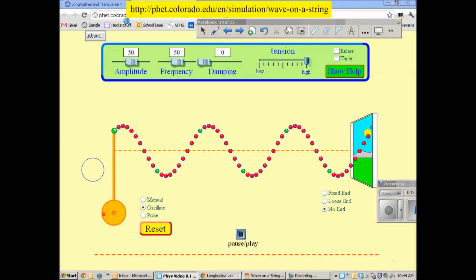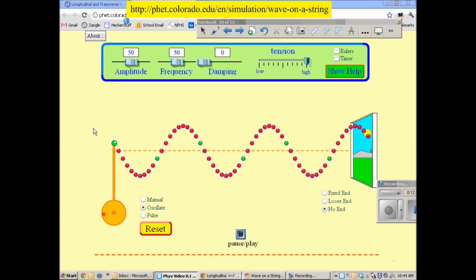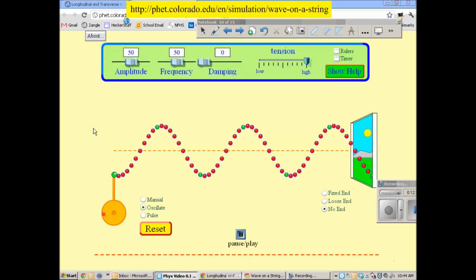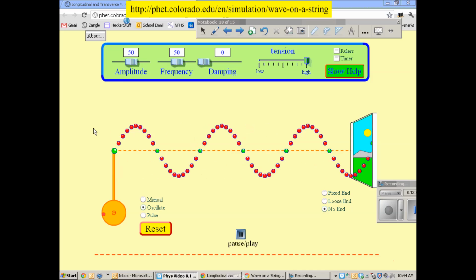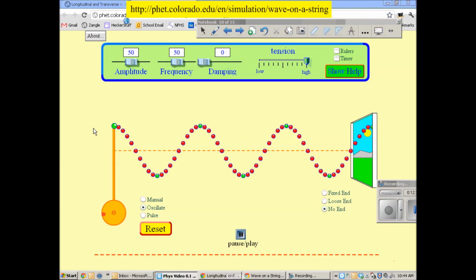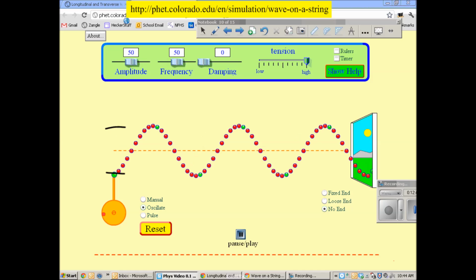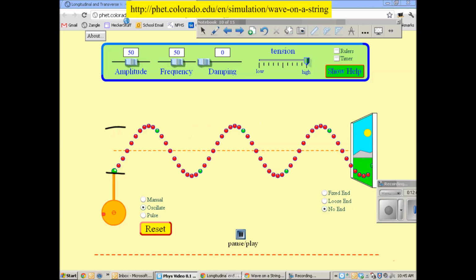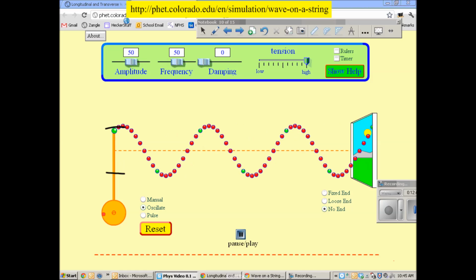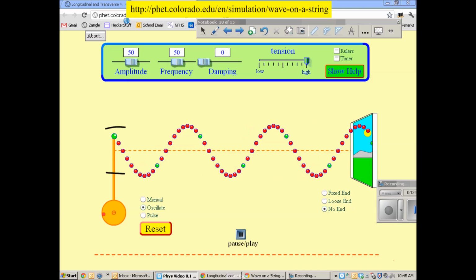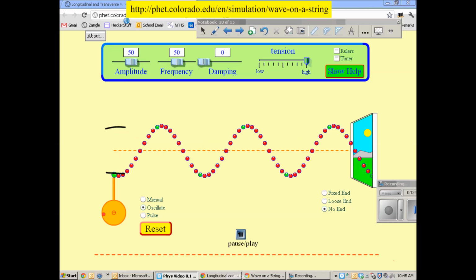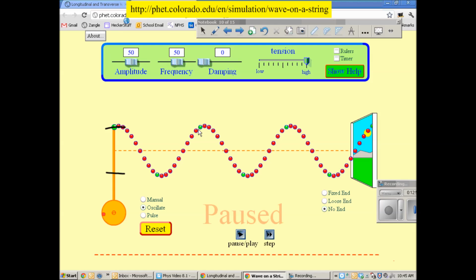Let me run through the definitions of frequency and period. Period would represent the amount of time that it takes for one of these three things to happen. It's the amount of time it takes for the vibrating source to go from here to here. If you were to use a stopwatch and time how long that took, that would be the period. Or you could do it for any individual particle on the wave. This particle right here, we could time how long that particle takes to go from here to here, and that would also give us the period.